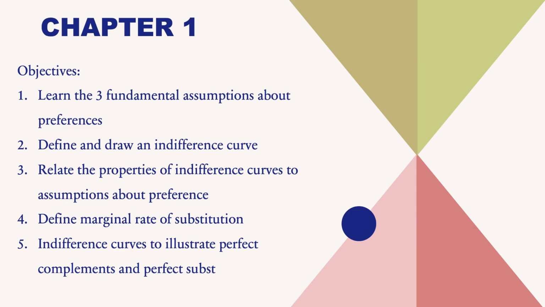So I have a set of objectives for us, which is: learn the 3 fundamental assumptions about preferences, define and draw an indifference curve, relate the properties of the indifference curves to assumptions about preference, define marginal rate of substitution, and our fifth one, use indifference curves to illustrate perfect complements and perfect substitutes.